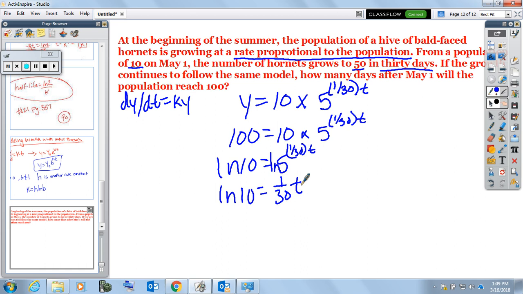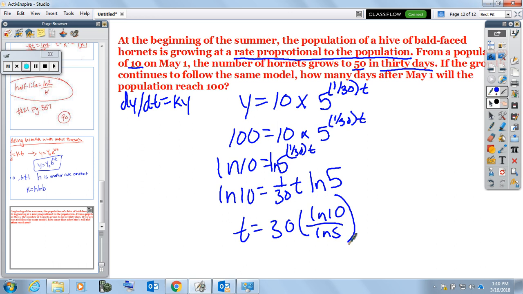Once again, just using our logarithmic rules and properties, times the natural log of 5. Then multiplying through, we'll see that in the end, t will equal 30 times the natural log of 10 over the natural log of 5. Simplifying this in our calculator, we roughly get about 42.92 days. Because it's 0.92, we could probably say roughly 43 days in the end.